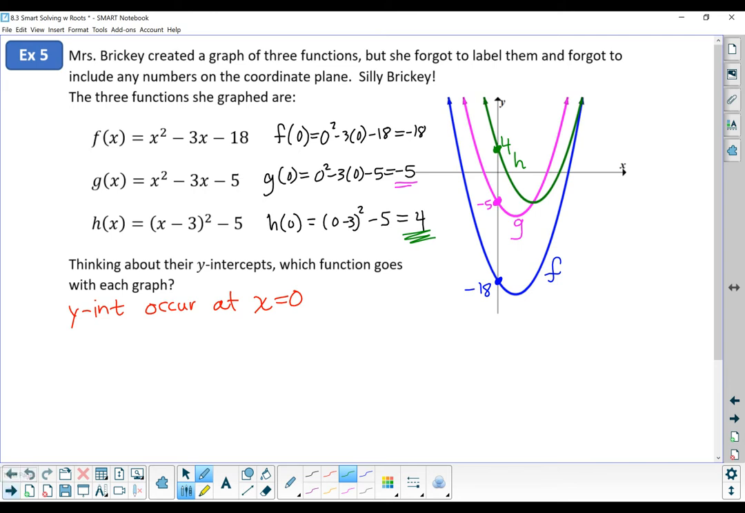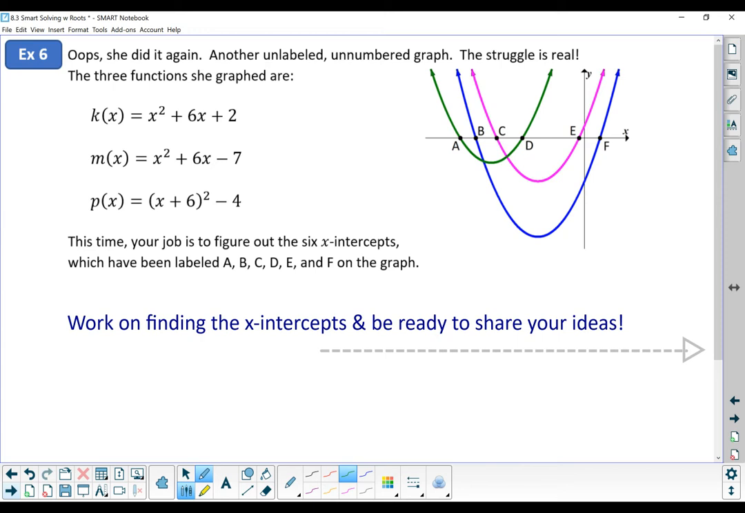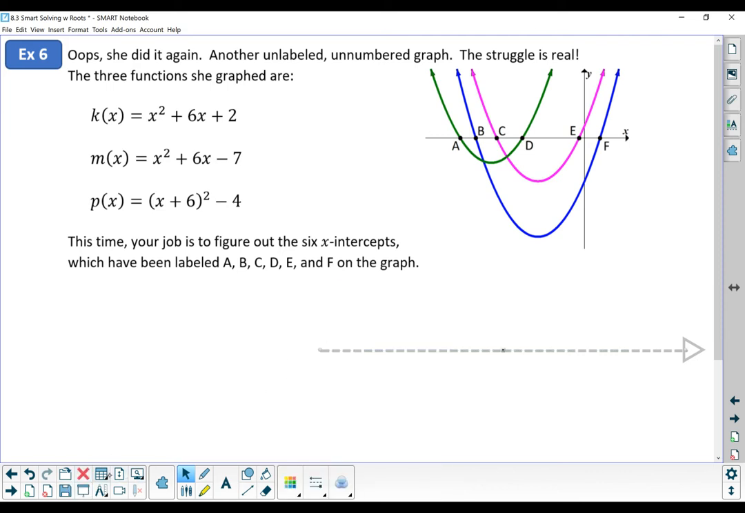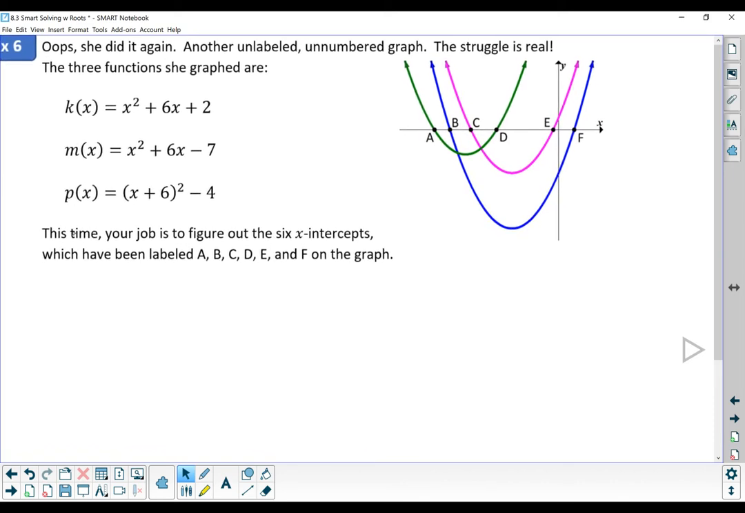Okay, let's try one more. Oops, I did it again. Another unlabeled, unnumbered graph. The struggle is real. The three functions that I graphed this time are k, m, and p. This time, our job is to figure out what the 6 x-intercepts are, and I have labeled them on the graph as A, B, C, D, E, and F. We're going to try to find all of those x-intercepts. So let's start. Let's just pick a function.